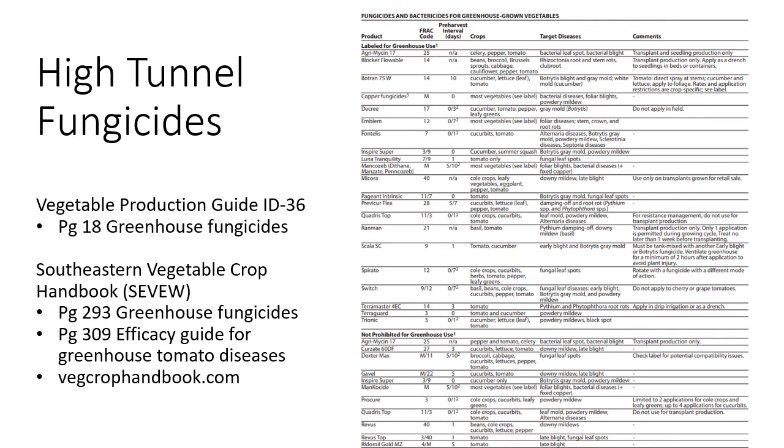I also encourage you to familiarize yourself with both ID 36 and the Southeastern Vegetable Crop Handbook, or we call it the SEVU Guide. In both instances, we list fungicides that are appropriate for high tunnel and greenhouse production. I will remind every grower that not just any fungicide can be used inside high tunnels. High tunnels are considered greenhouses, and so growers should always use products that are approved for greenhouse use. In ID 36, the Kentucky Vegetable Production Guide, you will see those greenhouse fungicides listed on page 18. And in the SEVU Guide, page 293, we show the greenhouse fungicides, and then an efficacy guide for greenhouse tomato diseases on page 309. So I highly encourage everyone to check out those resources before moving on to just using your typical field tomato fungicide guide list.